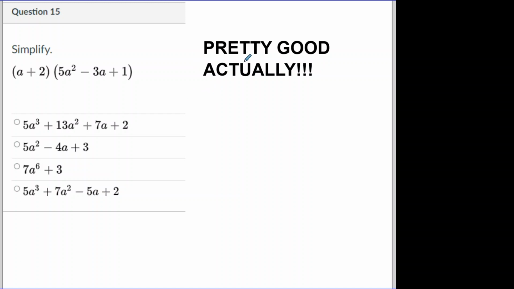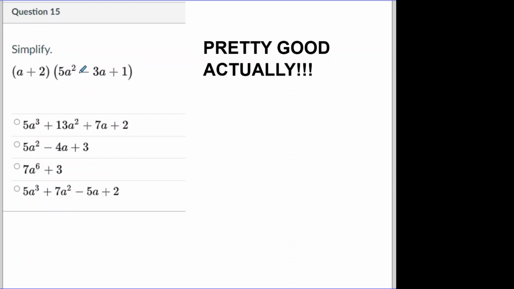Actually, this question was pretty good. There wasn't really any major problems for this one. People drew the grid perfectly well, and most people actually came up with the answer pretty good. One thing I did notice was, let me just check quickly what the correct answer is. The correct answer was this one.